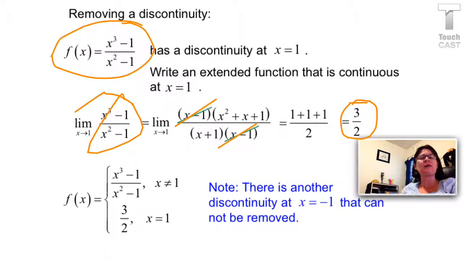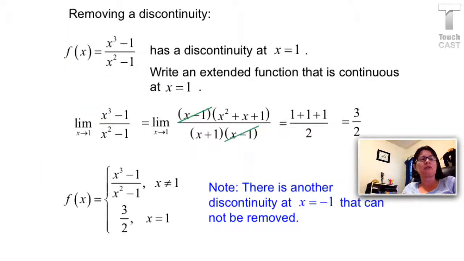So this is my new function f of x down here. It looks exactly like the function I started with for all the rest of the points, for all the rest of the domain. So f of x is x cubed minus 1 all over x squared minus 1, as long as x does not equal 1. At x equals 1, I get to pick the y value. I want to fill in the hole, so I'm going to pick the y value, 3/2. This is an extended function that is continuous at x equals 1.